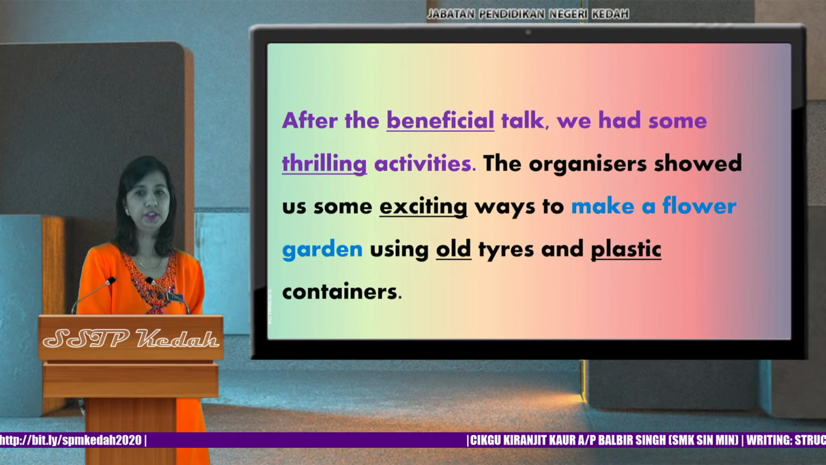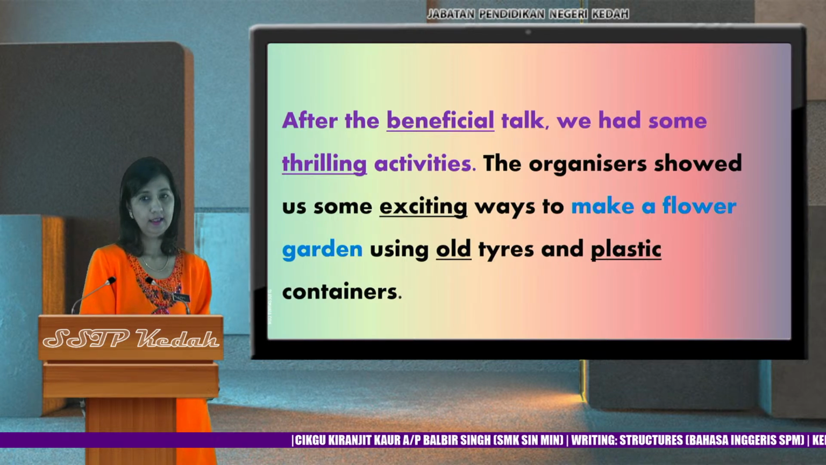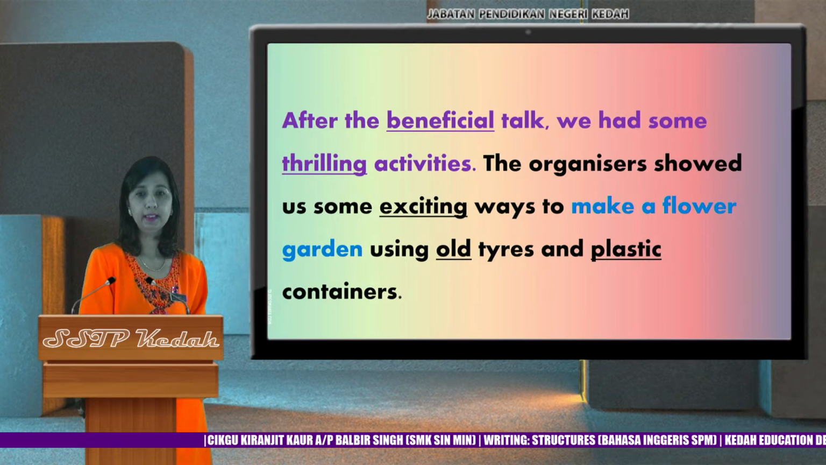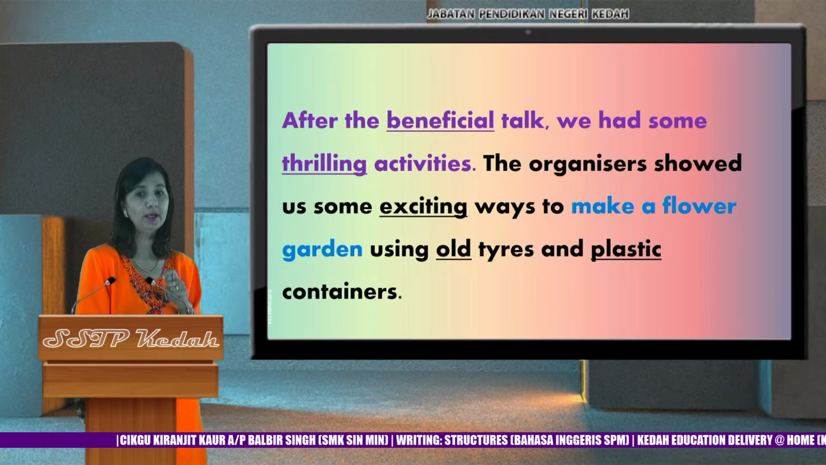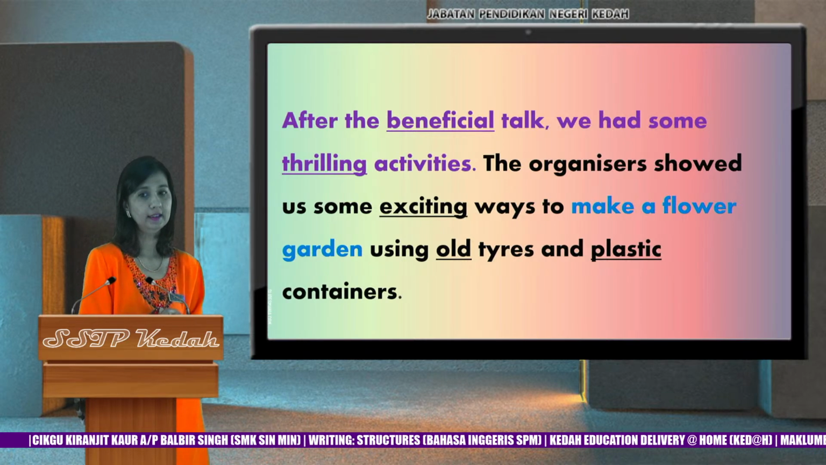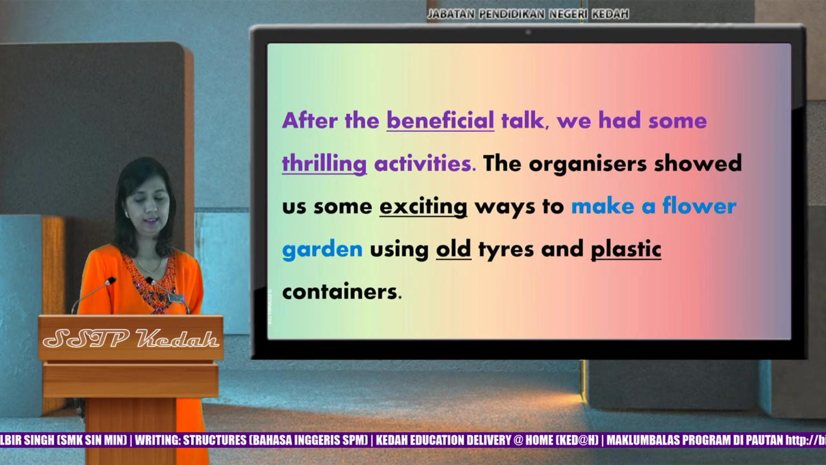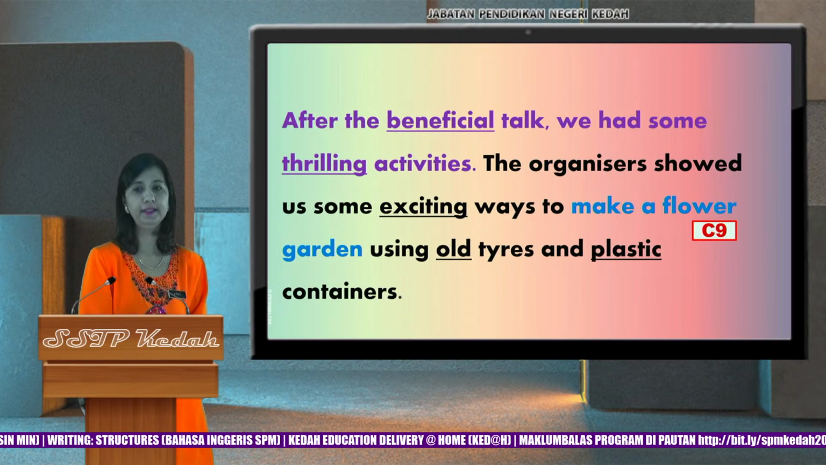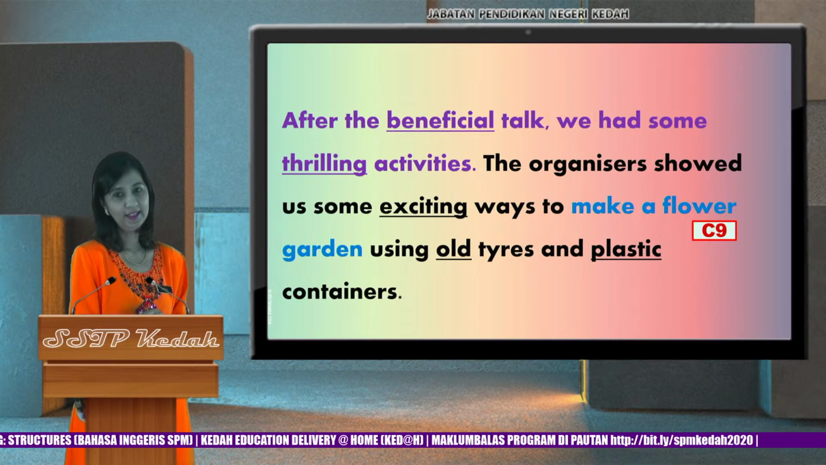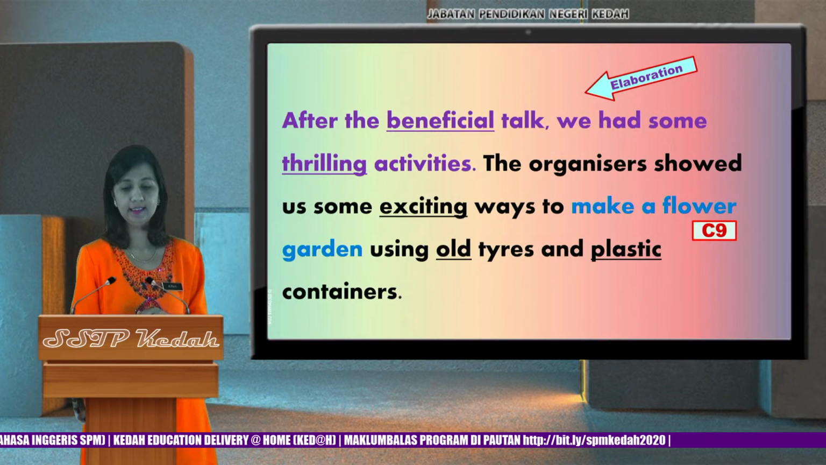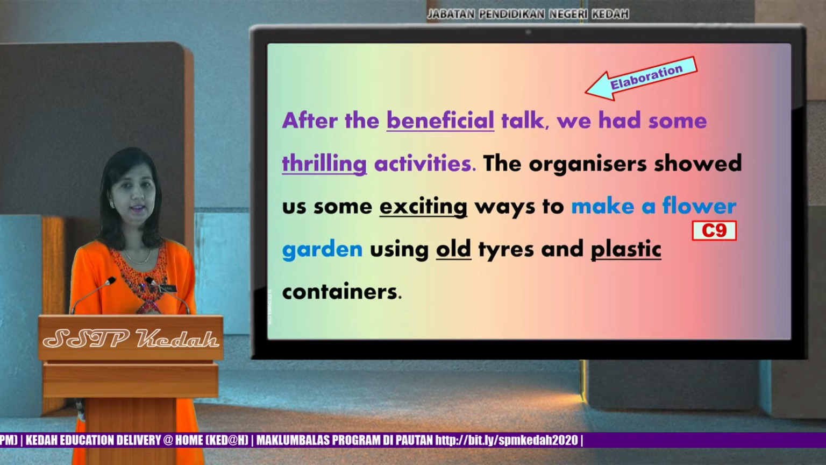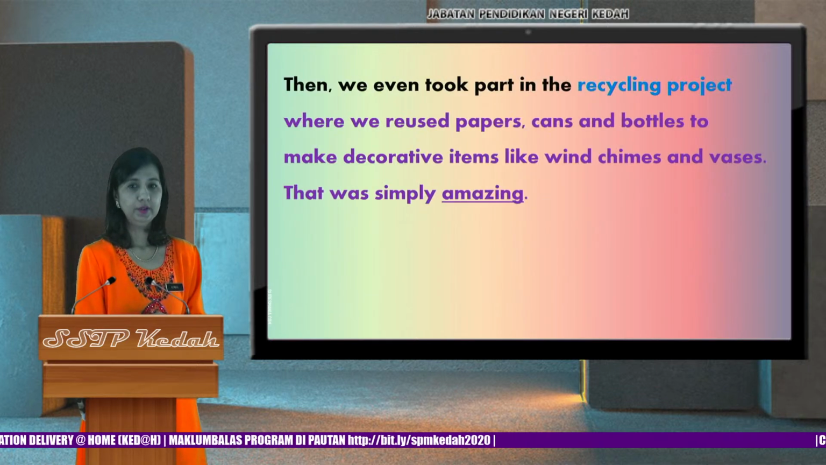After the beneficial talk, we had some thrilling activities. The organizers showed us some interesting ways to make a flower garden. Using what? Using old tires and plastic containers. So we have content point number 9 here. And you can see the elaboration there. And we're going on.